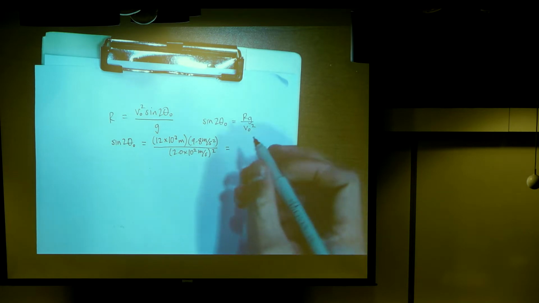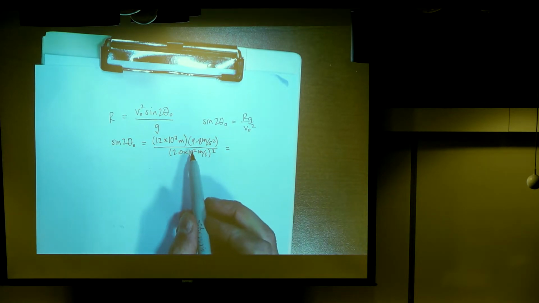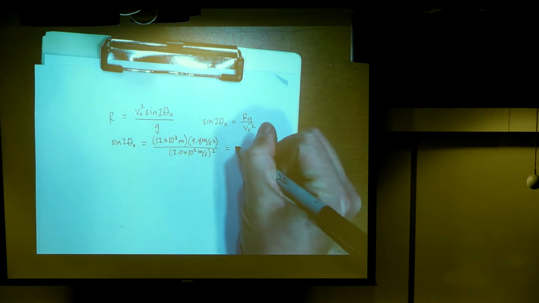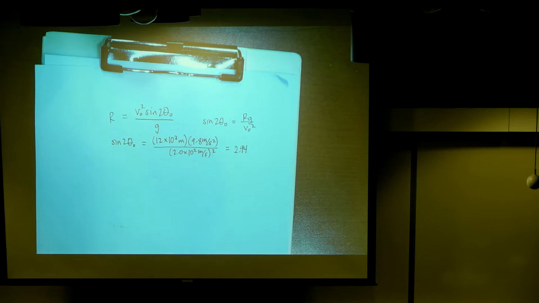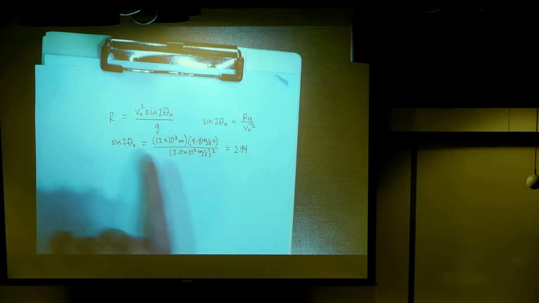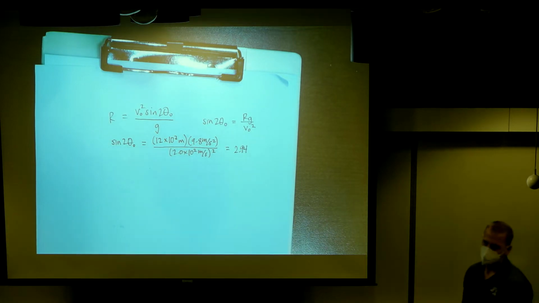200? You might want to check again. This comes out to 2.94. Okay? Now right away we should be able to see what the answer is, right? Because this is saying sine of some angle equals 2.94.